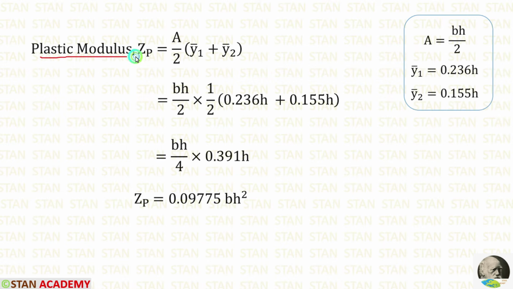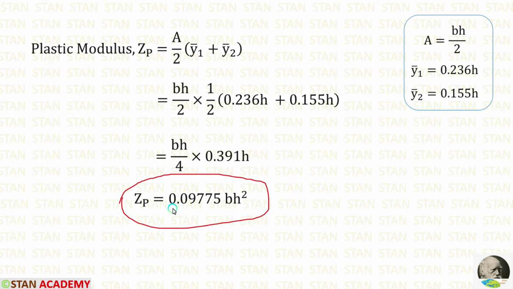Now let us calculate the plastic modulus ZP. We already know the area value and we have calculated y1 bar and y2 bar. Here we are having A by 2, so the area BH by 2 into 1 by 2. H into H, we will get H square. For ZP, we are having this value 0.09775 BH square.